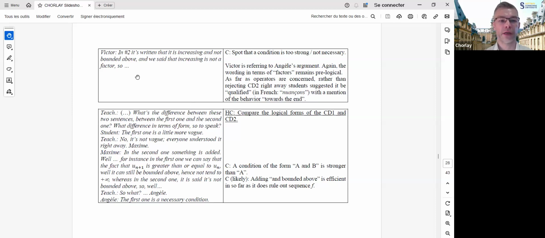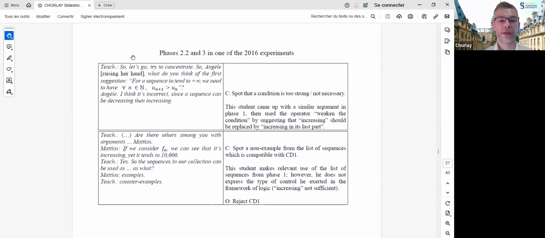So Victor, no, let's start here. So the teacher says, let's try to concentrate. Angèle, what do you think of the first suggestion? For a sequence to tend to positive infinity, we need to have blah, blah, blah. Angèle: I think it's incorrect, since the sequence can be decreasing, then increasing. So she spots that the increasing condition is too strong.